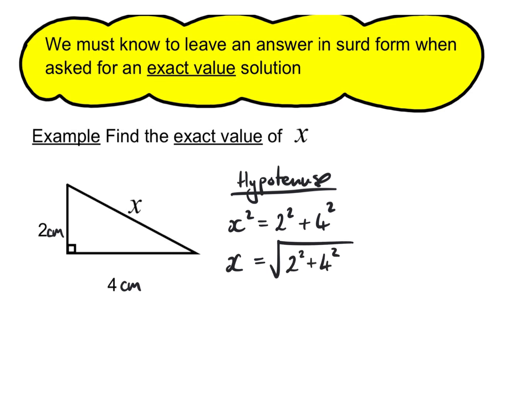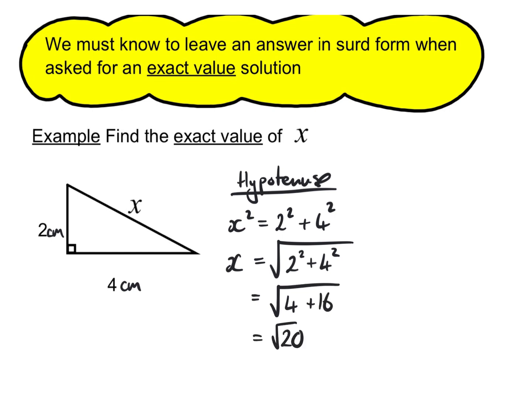And I'm going to start to work that out. Now, normally I would just be typing this into my calculator as it stands and rounding it to a number of decimal places. But because here it says exact value, I don't really want to go near the calculator. I want to just slowly work that out bit by bit. So 2 squared is 4, and 4 squared is 16, and that is then root 20.